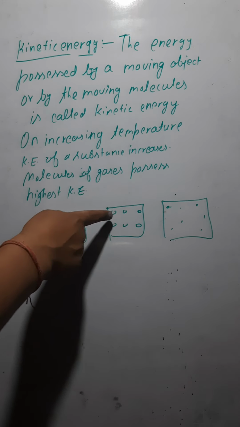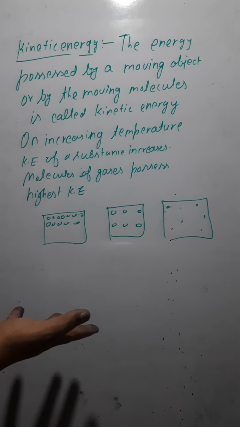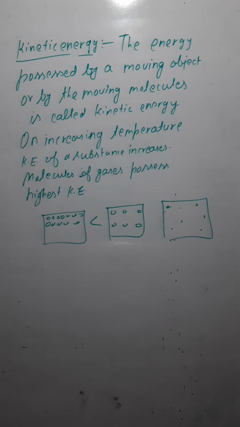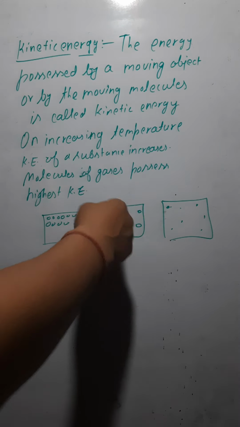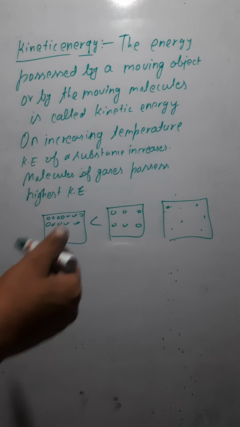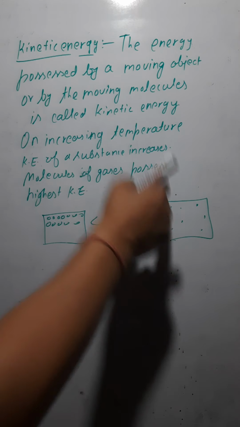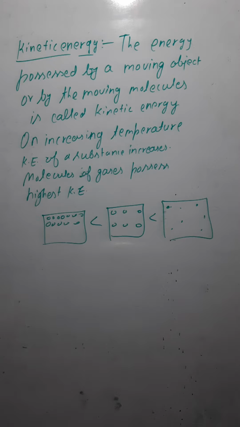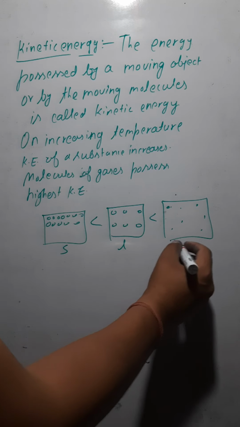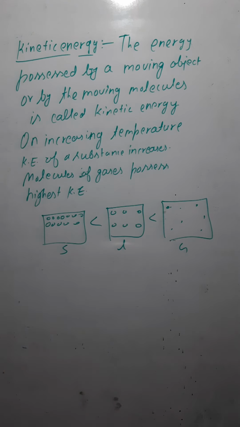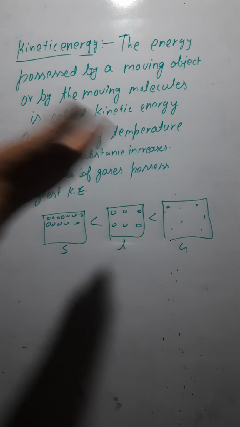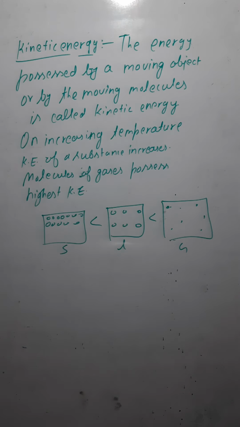Now the particles have some space here, so they can move more freely, isn't it? So the particles would have more energy in the case of liquid. Now in the case of gases, the particles have even more space to move. They can move anywhere in this space, here and there, here and there. So the particles of gases would have the highest kinetic energy. Whichever is moving faster has the highest kinetic energy, isn't it? So this is solid, this is liquid, this is gas. If someone asks which one has the highest kinetic energy, you would say the particles of gases have the highest kinetic energy, isn't it?